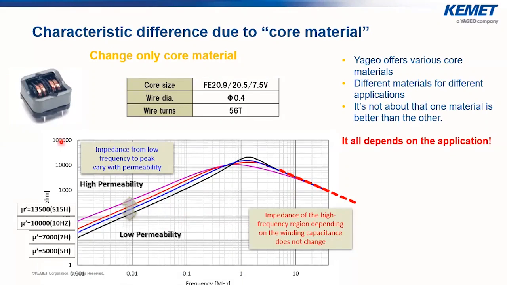Here I have another example where we have a specific core shape and size, same number of turns and same wire diameter. We can see that if we change the material of the core, in this case, we just used manganese zinc material, and we go from a lower permeability to a higher permeability, we have an advantage on the inductance and so consequently also on the impedance of the choke.